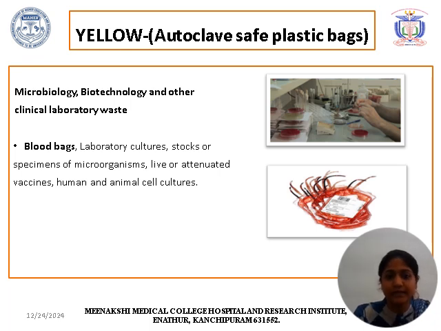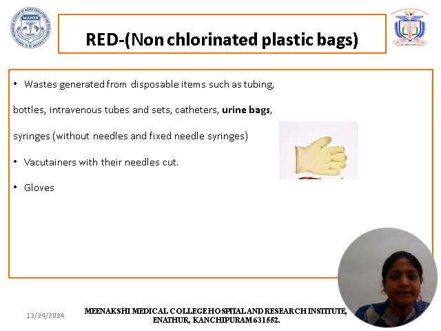Okay, so we have completed the yellow color bin. The key point to remember for materials discarded in yellow color bin is anything soiled with human blood and body fluids. Okay, so let's see the red color bin. Red color bin is mostly for whichever waste is made of plastic. So waste generated from disposable items such as tubings, bottles, intravenous tubes and sets, catheters, urine bags, syringes without needles and fixed needle syringes. So you have to note that: syringes without needles and fixed needle syringes.